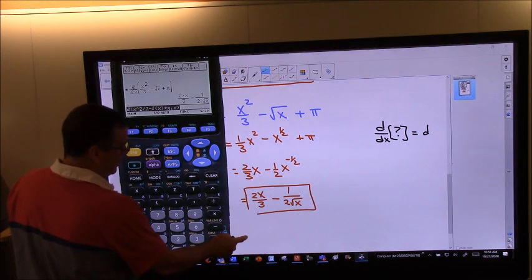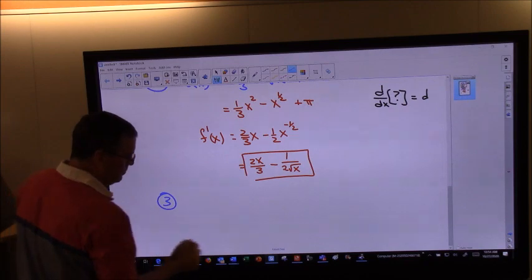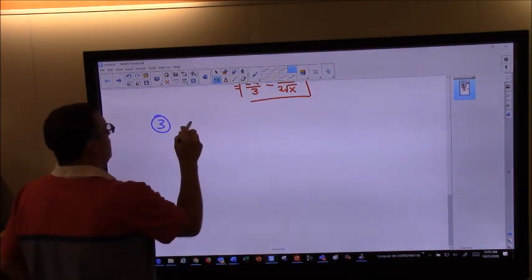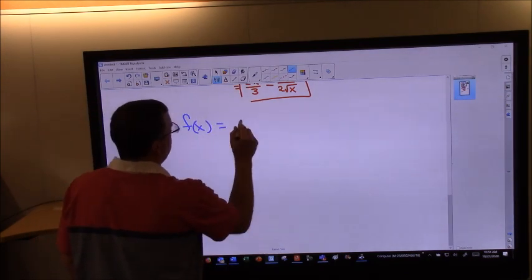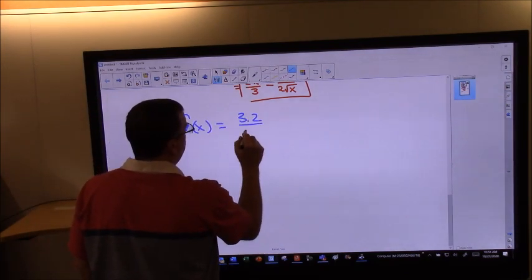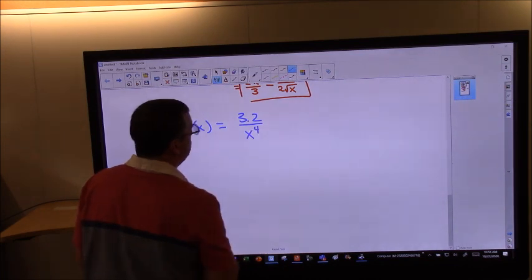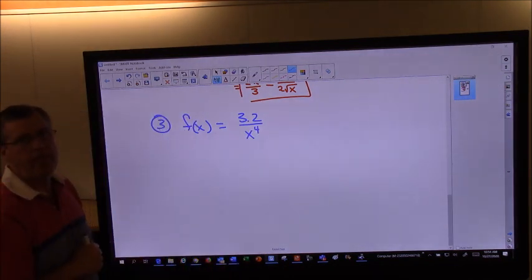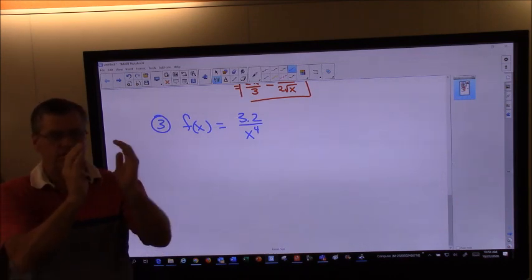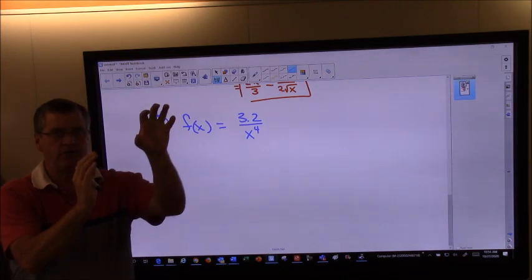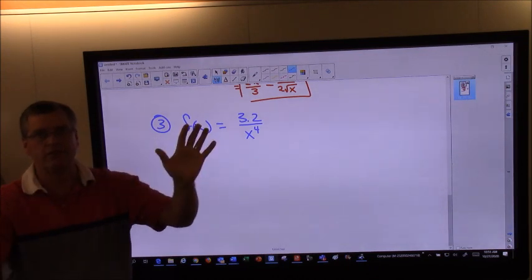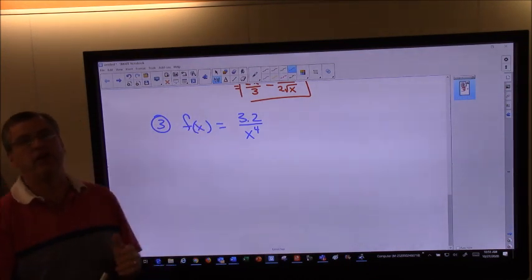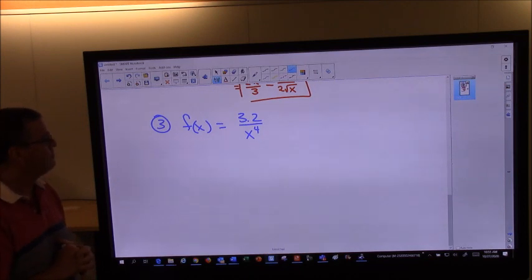All right, let's try another one. What if I have something like this? f of x equals 3.2 over x to the 4th power. And I want to find the derivative. I've got to be able to write it as a number times a variable raised to an exponent. Remember, I don't care if that exponent's positive, negative, decimal, fraction, whatever. It's just got to be written that way. That's all we know so far. You guys try it.